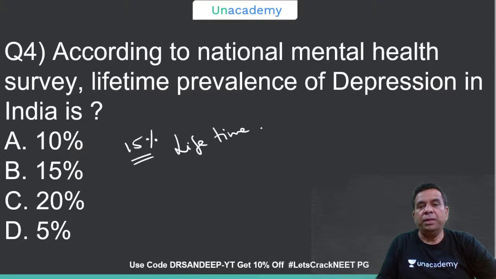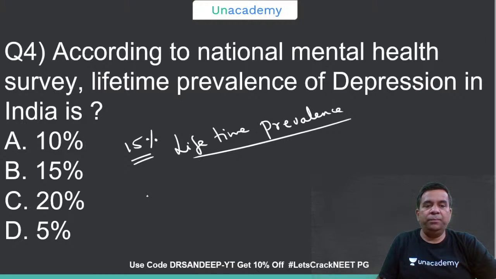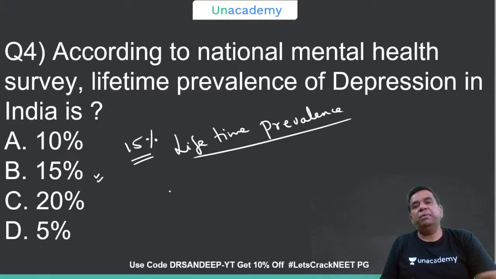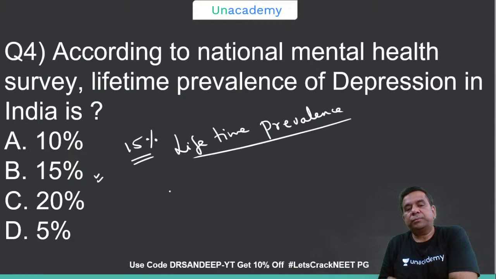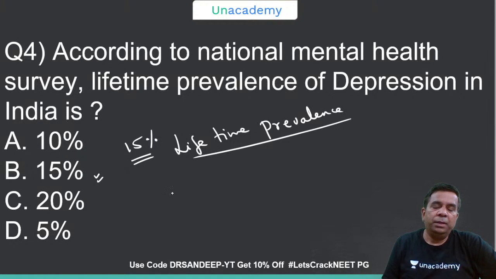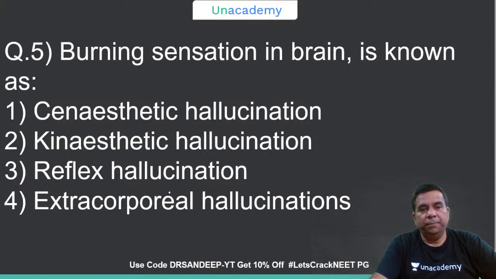So the lifetime prevalence of depression is 15% across the USA and also in India. Lifetime prevalence is the risk that I may have depression in my lifetime. Yes, you're right. The answer is B.